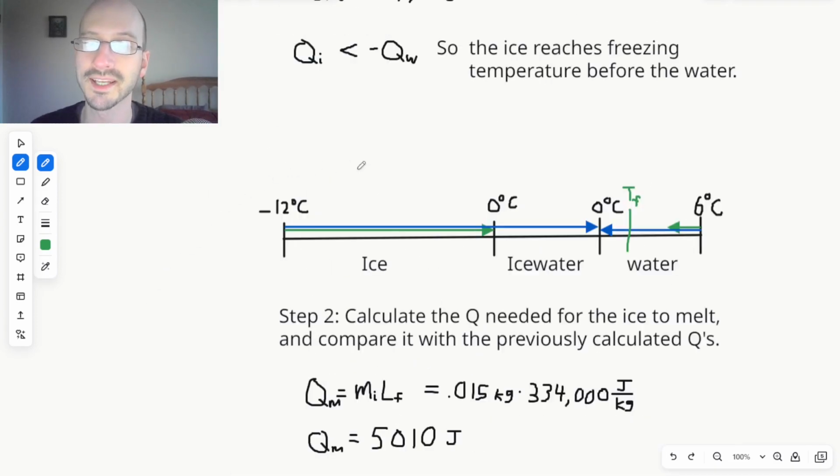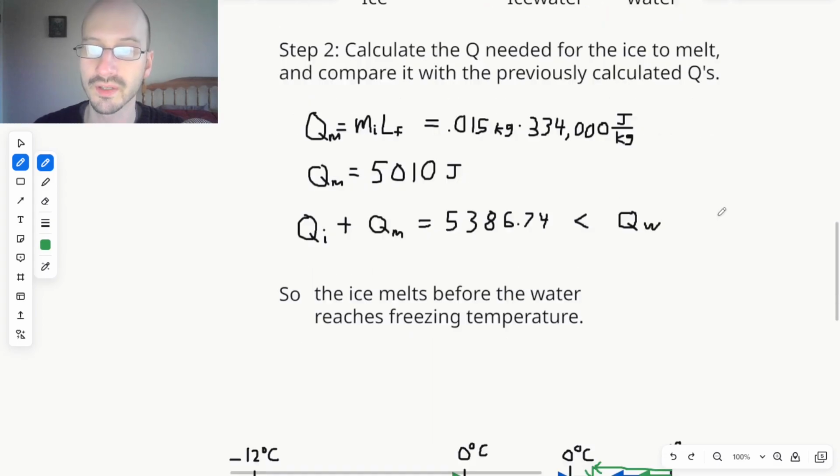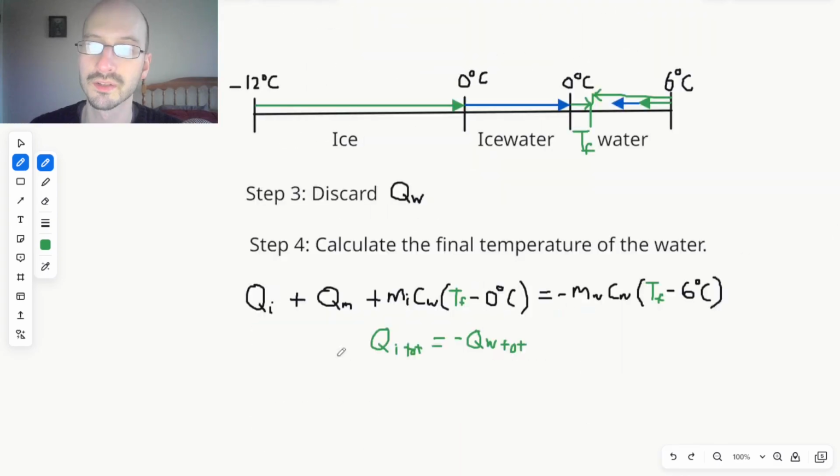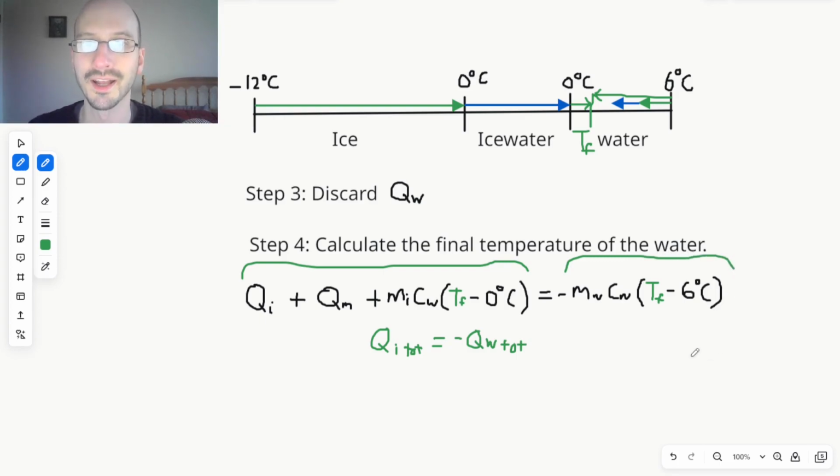After we found out that the ice reached melting temperature before the water, we calculated the heat necessary to melt the ice to compare that to the remaining heat needed to bring the water to freezing, and found out that all of the ice melted before the water got to freezing. So finally we had our equation, 3 steps for the ice and 1 step for the water, and we could solve for the final temperature and find our answer.